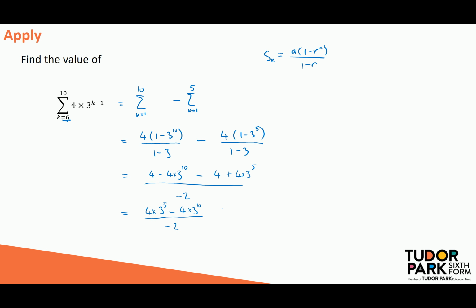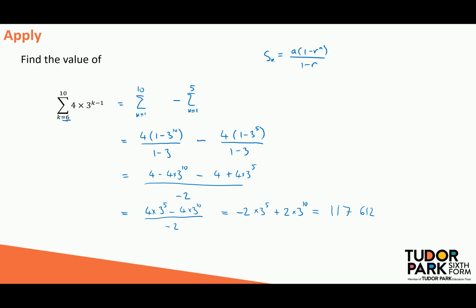And again, we could go through and tidy this up even further. If I divide all of those through by that negative 2, that's going to give me minus 2 lots of 3 to the power of 5 plus 2 lots of 3 to the power of 10. At that point, you really do have to resort to a calculator, and you are told that the result is 117,612.